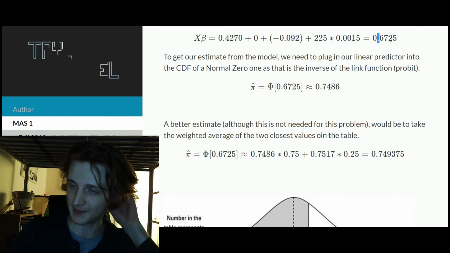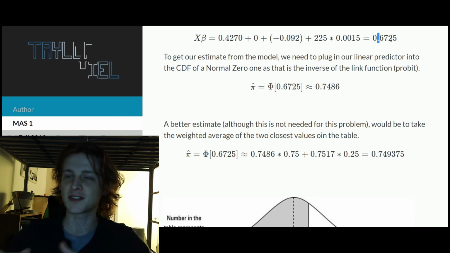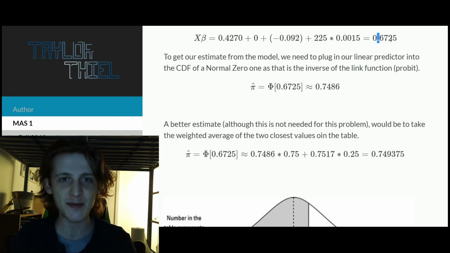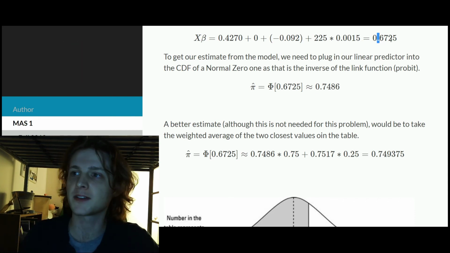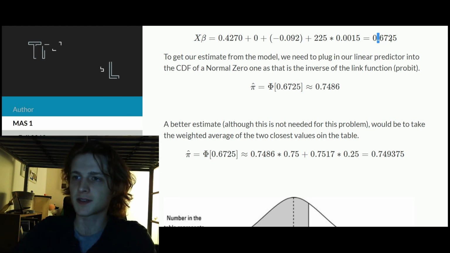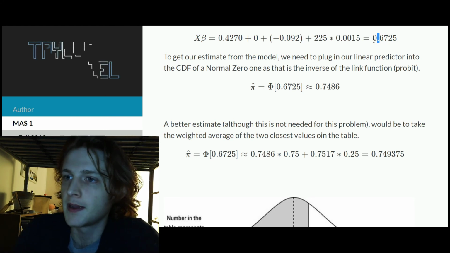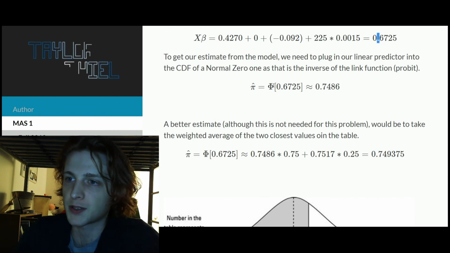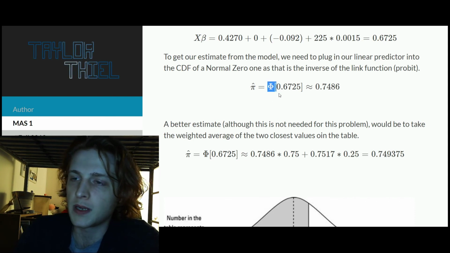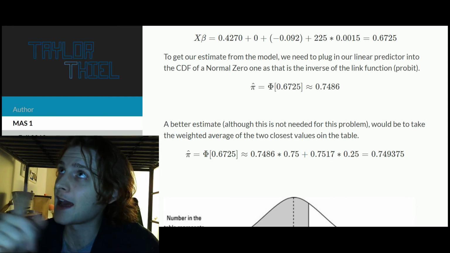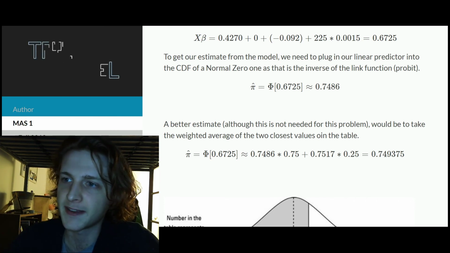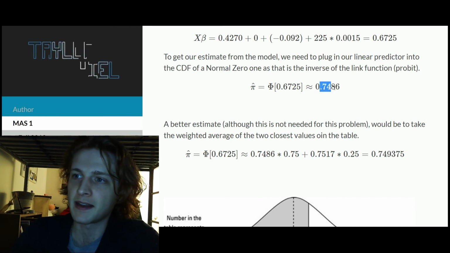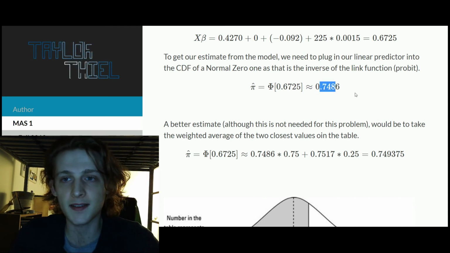And what the exam writers did a really good job of was giving you a result that falls in between 0 and 1, so you might think you're done, but you're actually not. So this is just that linear predictor, and now we have to feed it into the inverse link function to get our actual prediction. So doing that, we would go to our z table, say at an x level of 0.6725, what is the cumulative area up to that point? And that area is approximately 0.7486.